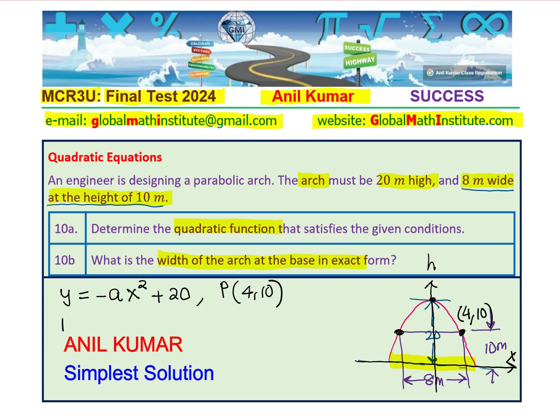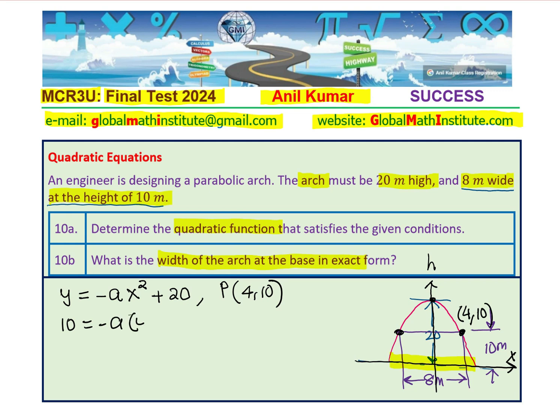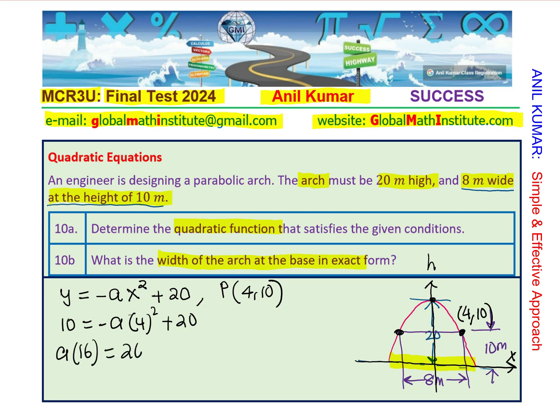Substituting this, we get 10 equals to minus A, x value being 4, right, plus 20. So we can bring this negative A to the right side to be A, and 4 square is 16, right, equals to 20 minus 10, which is 10. So the value of A is 10 over 16, which you can simplify dividing by 2, we get 5 over 8. Makes sense? So we get a quadratic function now.